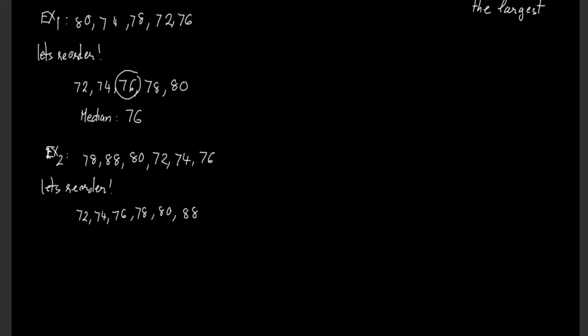You see the middle value must be between 76 and 78, right in the middle. So then the median must be the middle value between 76 and 78, which is 77. So the median will be 77. Okay, so that is what the median means.